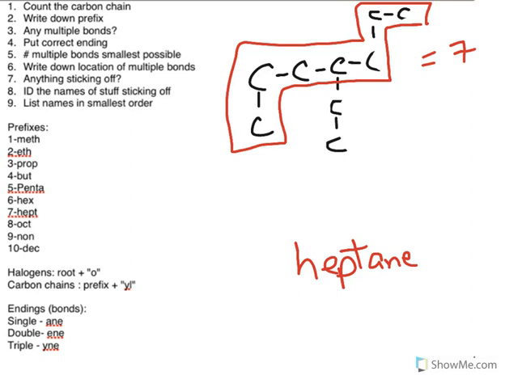Write down the location of the multiple bonds. We don't have to do that because they're not there. Number the smallest bonds. Don't have to do that. Step 7, anything sticking off? Yes, there is. This thing here is sticking off.